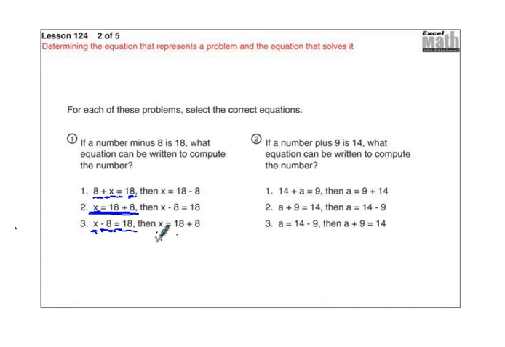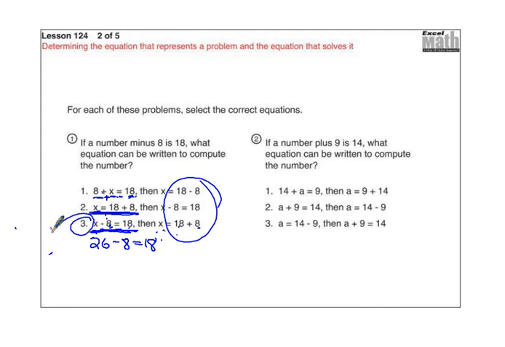Now this is where you got to watch out because obviously this is the right answer on this one, but sometimes they're going to give you 2 right answers on the first part and only one of the endings is going to be correct. So make sure you read the ending as well. x is equal to 18 plus 8. If I add 18 plus 8, I get 26. 26 minus 8 equals 18, right? Plug the number back in. Yes, so we can feel pretty good about picking number 3 as our answer.